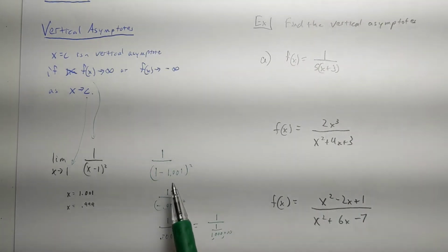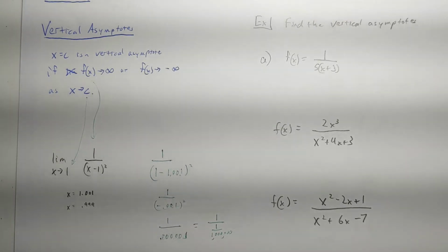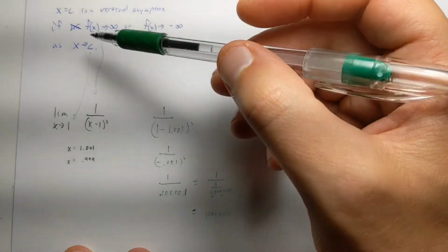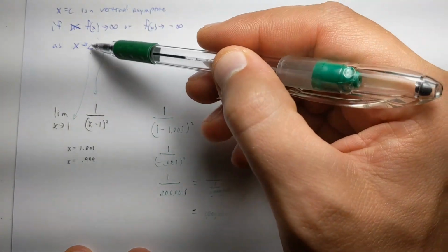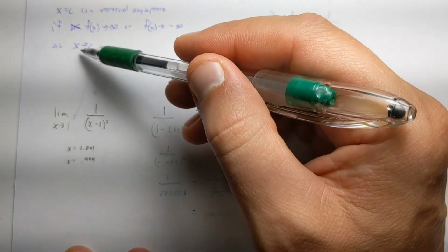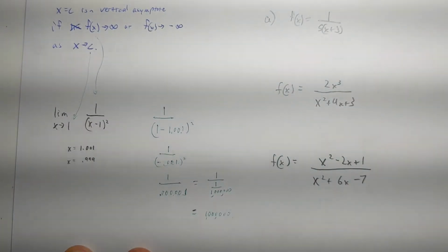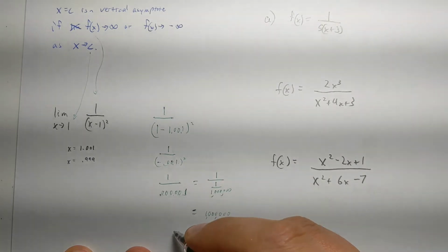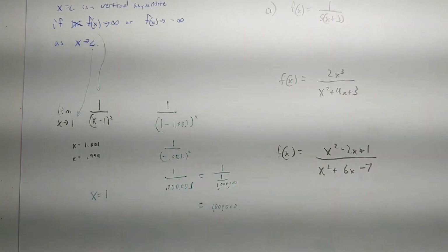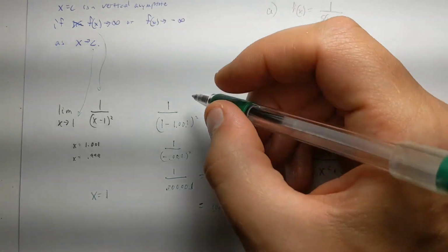The smaller we make this number, as we throw extra zeros in there, the bigger this is going to be right here. So f of x is going to be approaching infinity, therefore as x approaches c, c equals 1 is an asymptote. That's our asymptote.